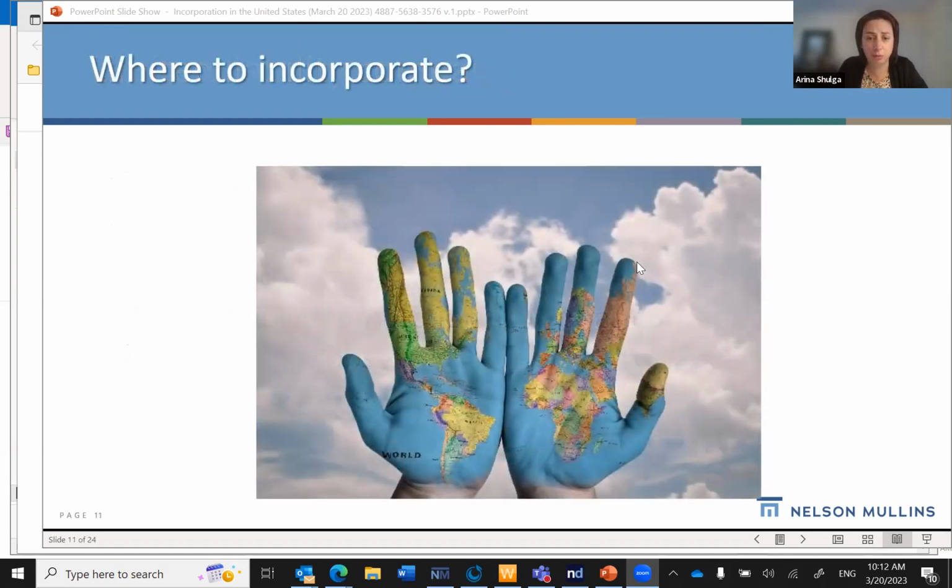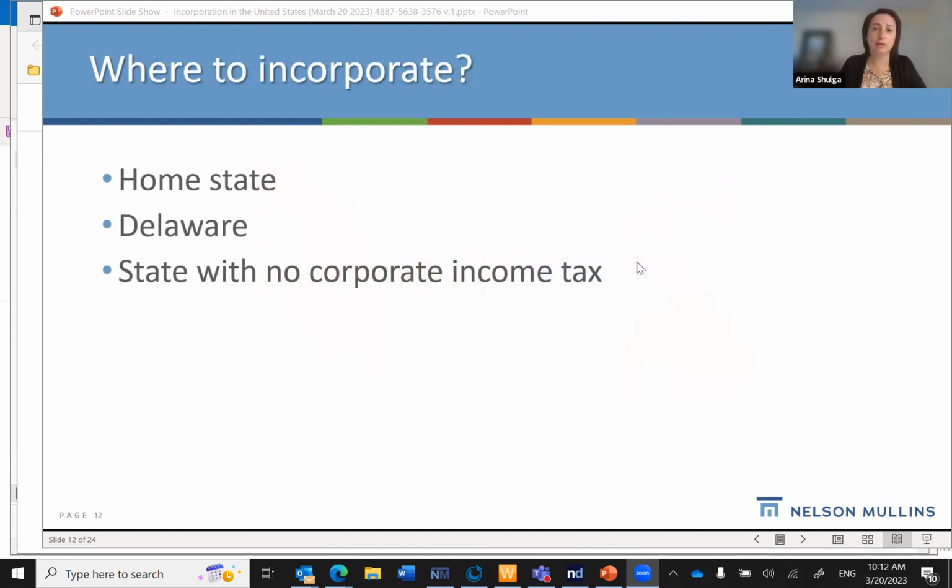Okay, so where do we incorporate? Well, in the US, you have choices. First of all, it's done on a state level, right? Not federal level. So when you form a company, it's at the state level. So we are choosing from all of the states, right? So home state, by that I mean where you will be doing business. Let's say you intend to set up operations in New York, perhaps it makes sense for you to open a New York operation, right? But for many startups, especially tech startups, the choice is Delaware.